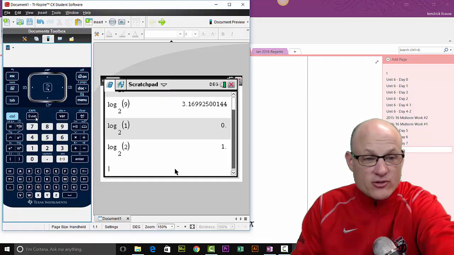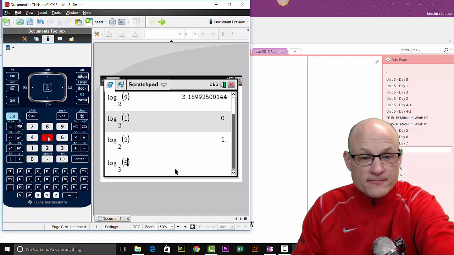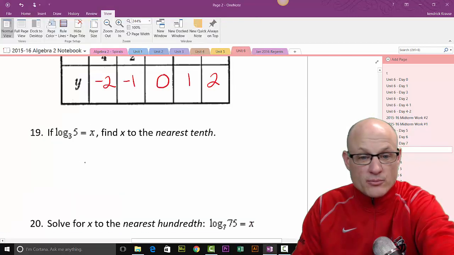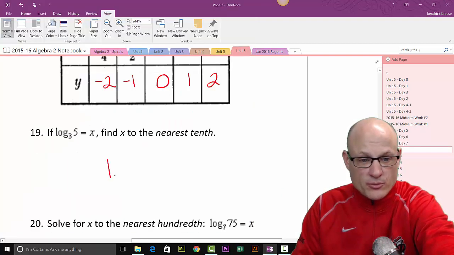Log base 3 of 5. So these are all just calculator stuff. I'm going to have you use that in class so you can check your work. Log base 3 of 5 is 1.464. Tens place would be 1.5.